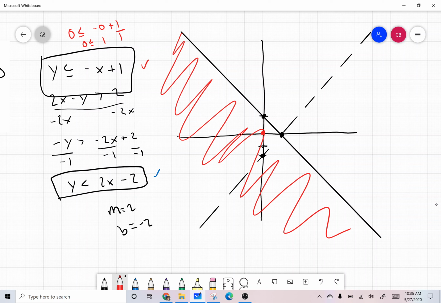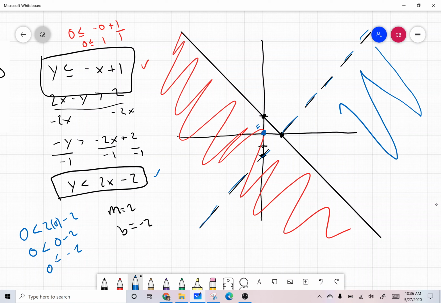Now I'm going to test the same point, 0, 0. Notice I've shaded it blue now. And I'm going to test it for the other equation. So I have 0 is less than 2 times 0 minus 2, which is 0 is less than 0 minus 2. 0 is less than negative 2, which is false. So it is false with this blue one. So on this other line, this dotted, dashed one, it's false for that side. So that means I must shade the other side of that line. So I'm shading down here.